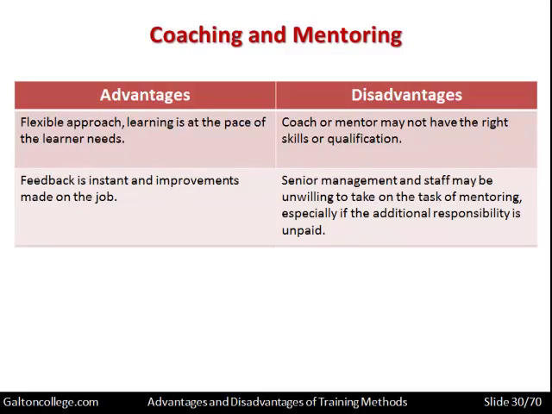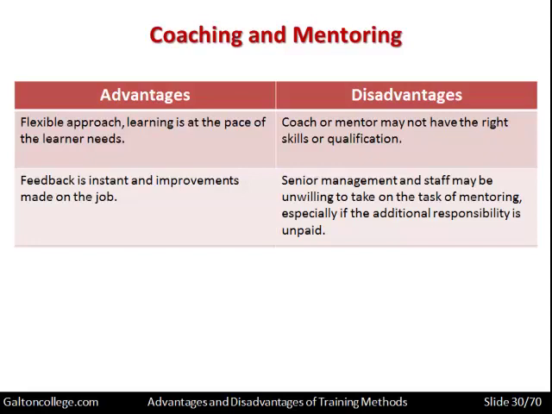Generally speaking, feedback is instant and improvements are made on the job. So when there's an issue, it's dealt with immediately. There's no waiting about, no hanging about waiting. So the feedback is immediate, and that's good.